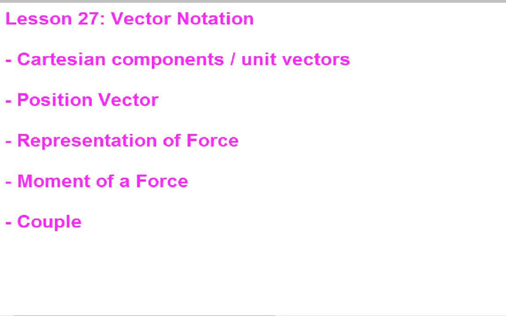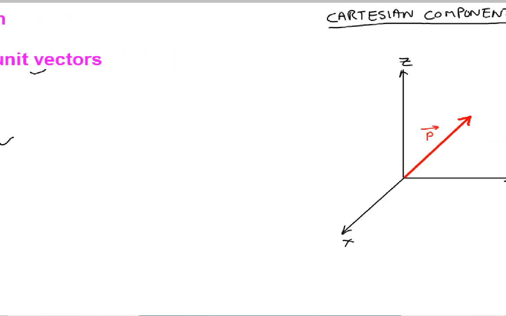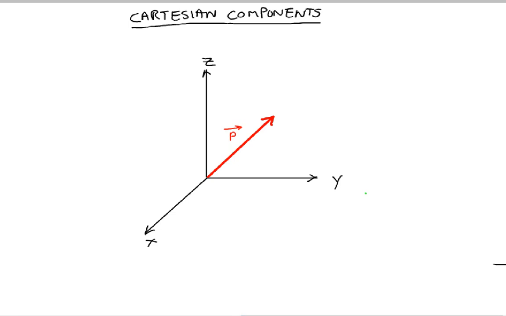In this lesson we'll see a few details about vector notation. In specific, we'll see what we mean by Cartesian components, unit vectors, position vector, how we represent a force, moment of a force, and a couple. To begin with, we'll see what we mean by Cartesian components of a vector quantity.